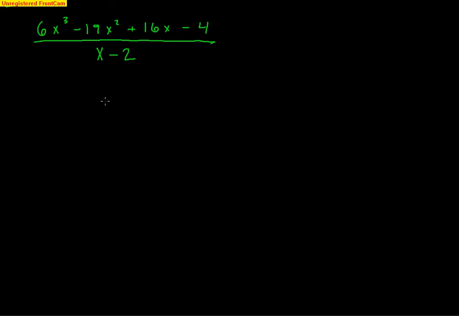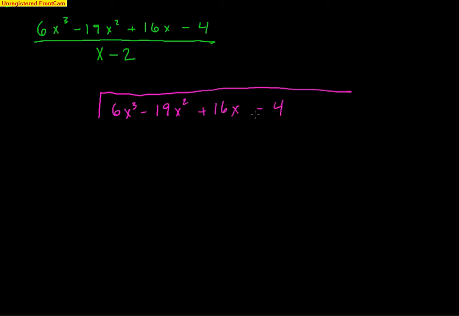So first off, we're going to make our division bar like we've always seen before. Inside the division bar goes the top value, 6x cubed minus 19x squared plus 16x minus 4. Now, it's important that there's a spot for every power going down. So 3, 2, 1, and then no power. You need to make sure that spot is held. Now, it just so happens that every spot is filled here, but if one of those is skipped, you need to put a 0 in its spot. We'll see that in another example. Outside over here is the divisor, x minus 2.